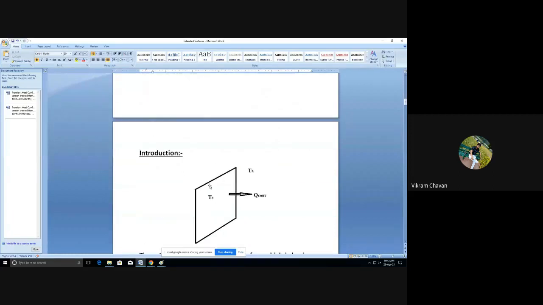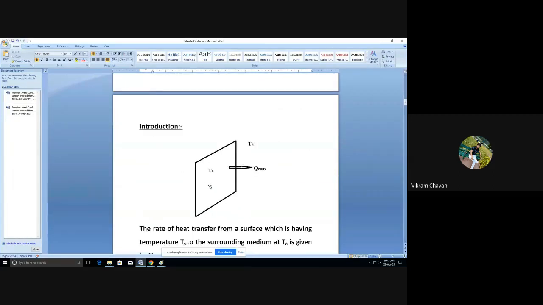Okay, so in the next point we'll try to understand why the fins are necessary and how they are effective in a particular application. So let us consider that this is one surface. Okay, and this surface is having T_S temperature, and which is maintained at a temperature greater than the surrounding temperature.